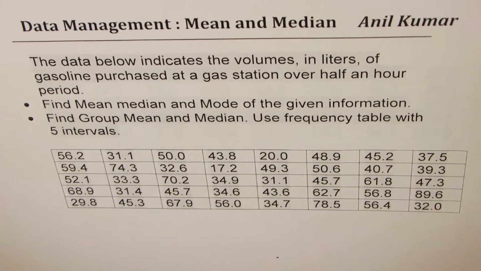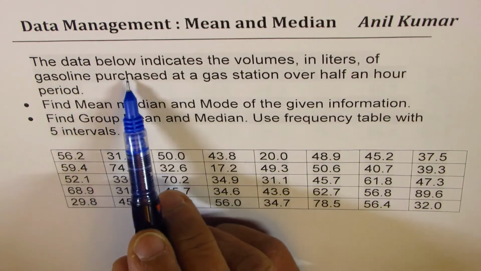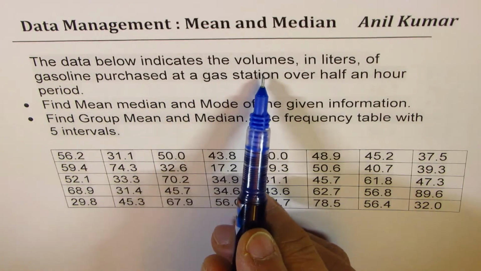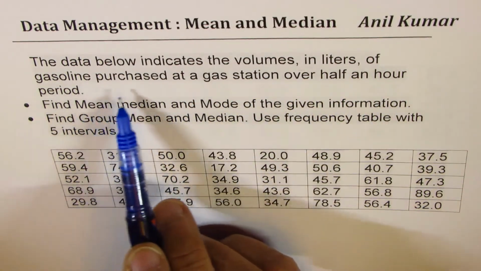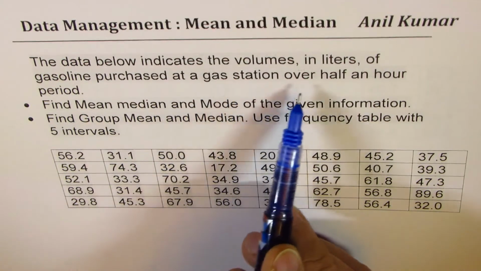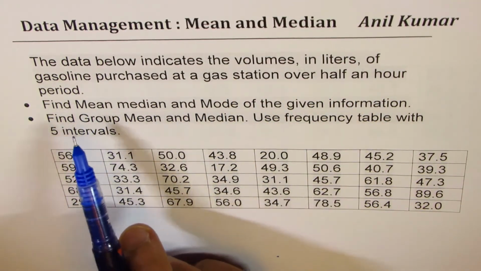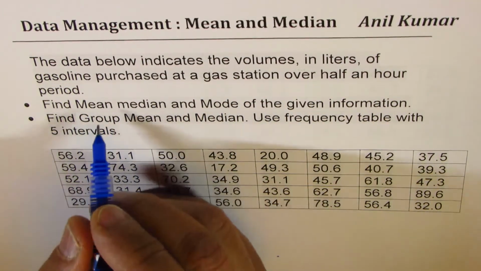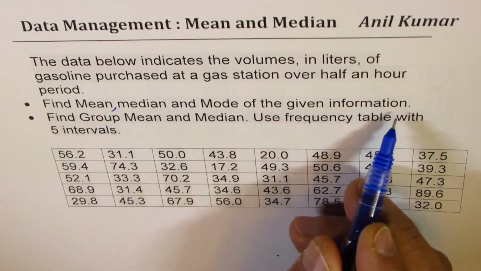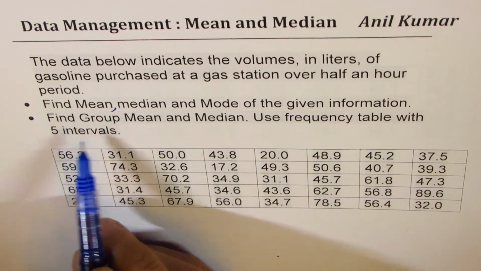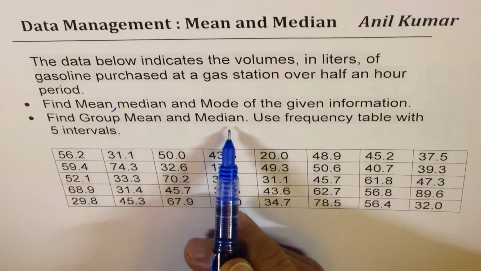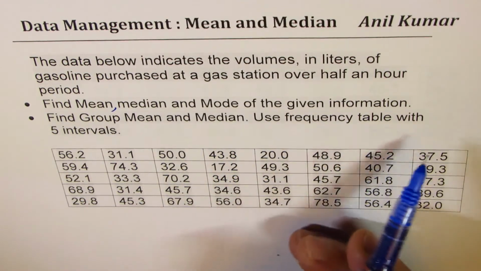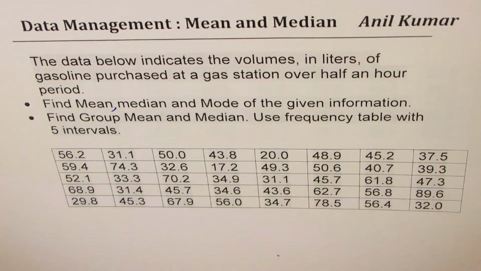The question here is: the data below indicates the volumes in liters of gasoline purchased at a gas station over a half hour period. Find mean, median and mode of the given information. Find group mean and median. Use frequency table with 5 intervals.